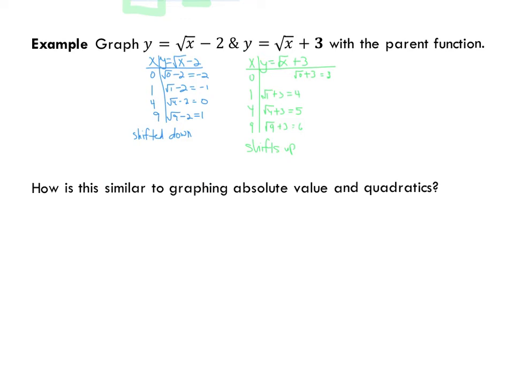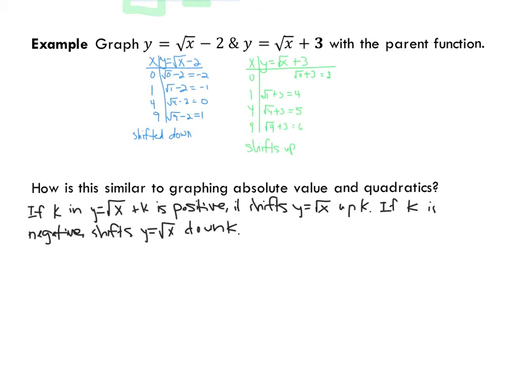So now it says, how is this similar to graphing absolute value and quadratics? Okay, let's take a second and think. Okay, so hopefully you've said if k in y equals the square root of x plus k is positive, it's going to shift y equals the square root of x up k units. If k is negative, it's going to shift y equals the square root of x down k units.